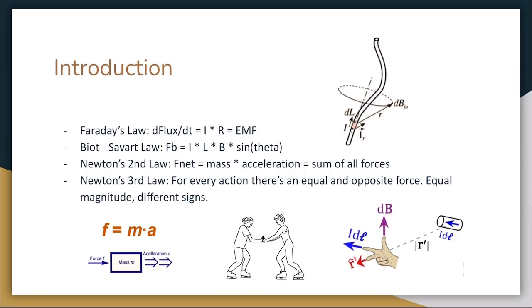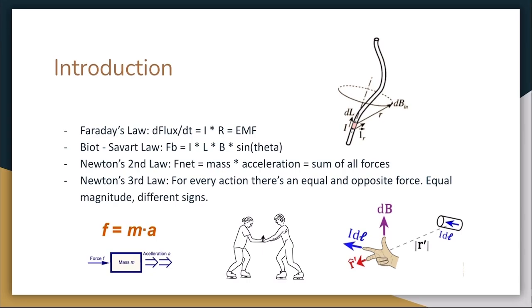aluminum tube. Some basic principles that we will be using are Faraday's law, which is the change in flux over time, which is equal to I times R, which is also our EMF, and the Biot-Savart law, which is our magnetic force, equal to our induced current I times L times B times sine of theta.